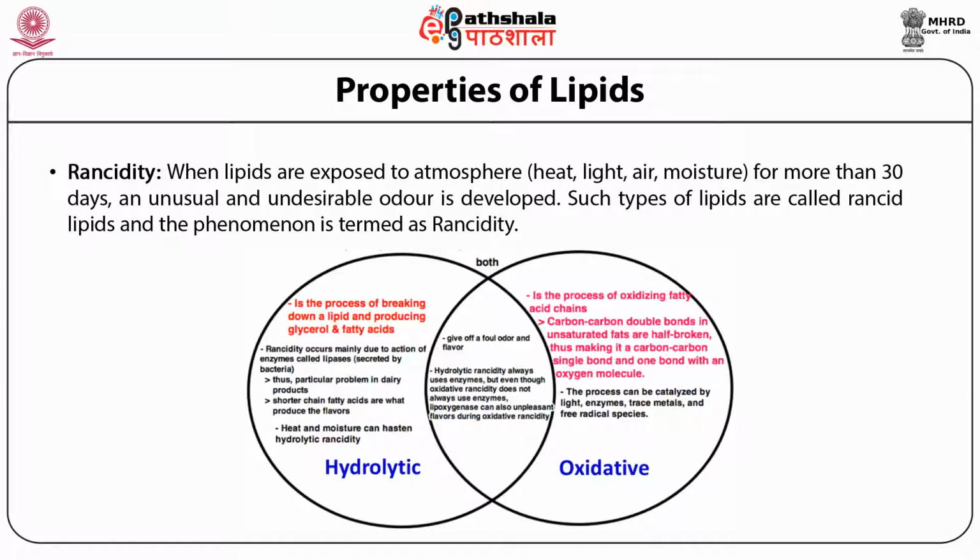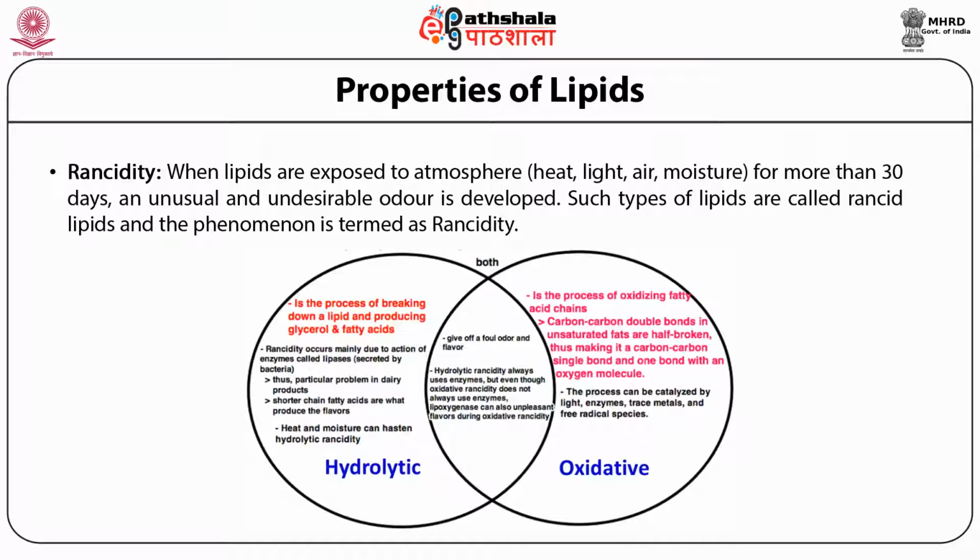As far as hydrolytic rancidity is concerned, it is the process of breaking down a lipid or a fat, producing glycerol as well as fatty acids. Hydrolytic rancidity occurs mainly due to the action of enzymes called lipases. These enzymes, primarily secreted by bacteria, are also present in the gastrointestinal part of the human body.